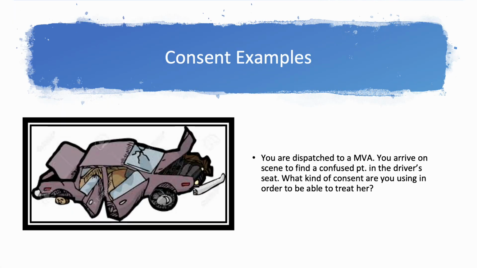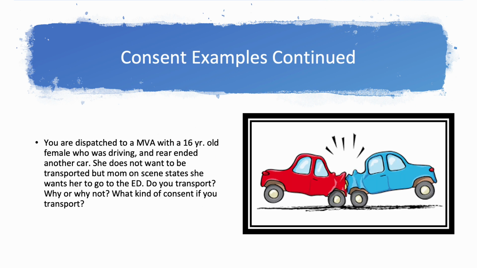So you're dispatched to a motor vehicle accident. You arrive on scene to find a confused patient in the driver's seat. What kind of consent are you using to be able to treat them? So this would be implied consent because the patient is confused and not able to make decisions.